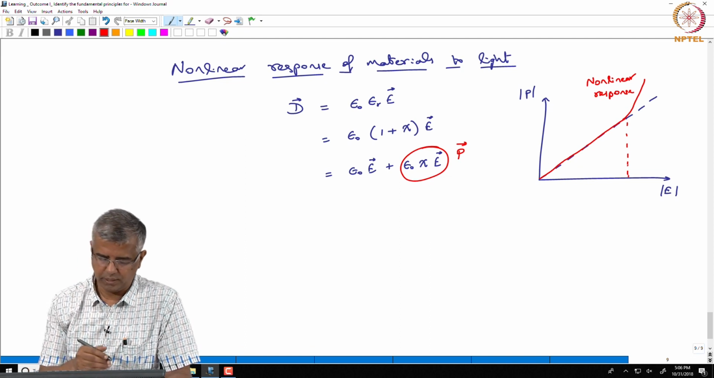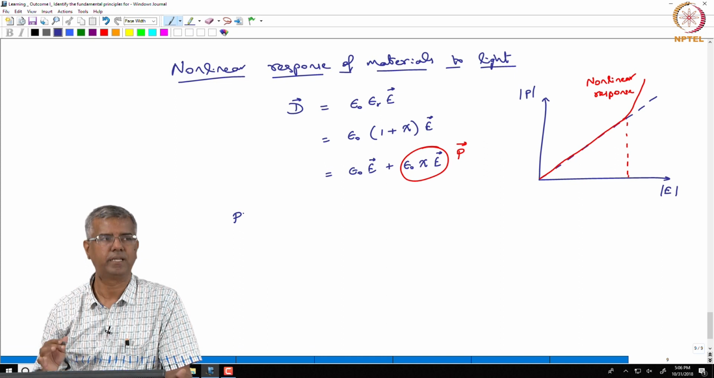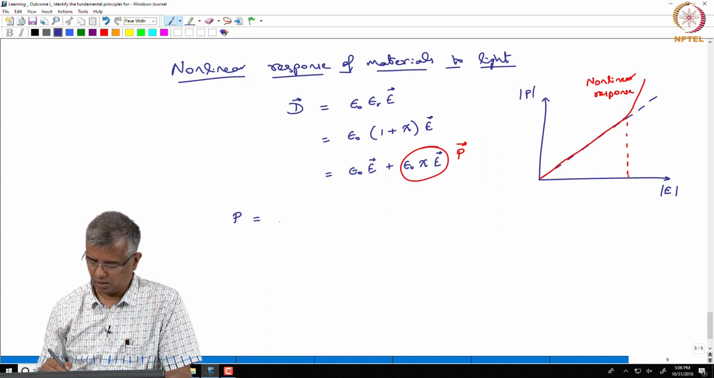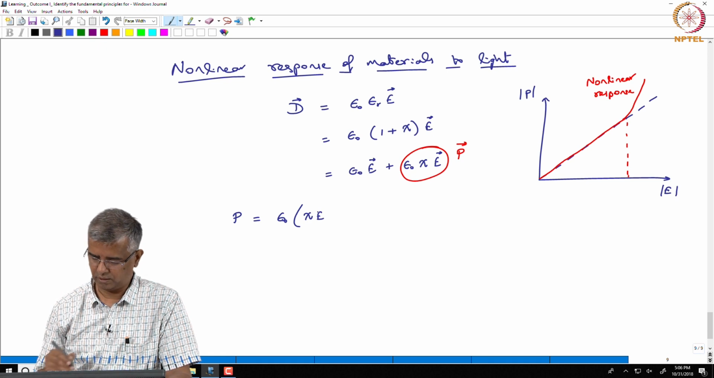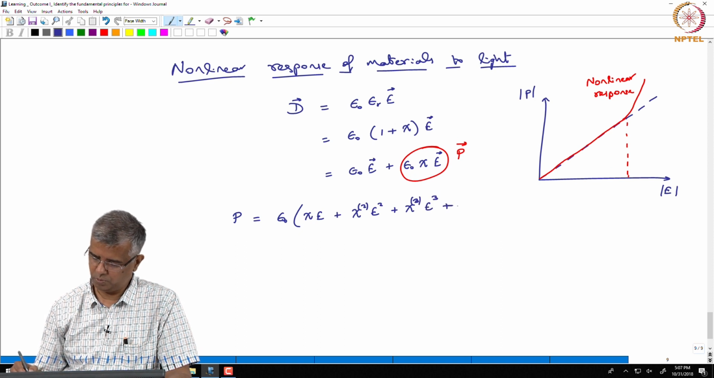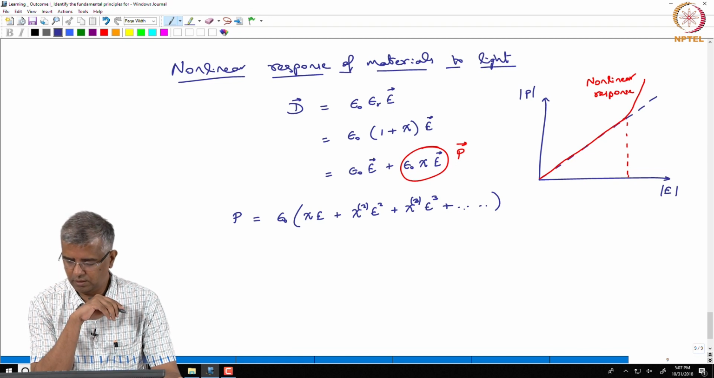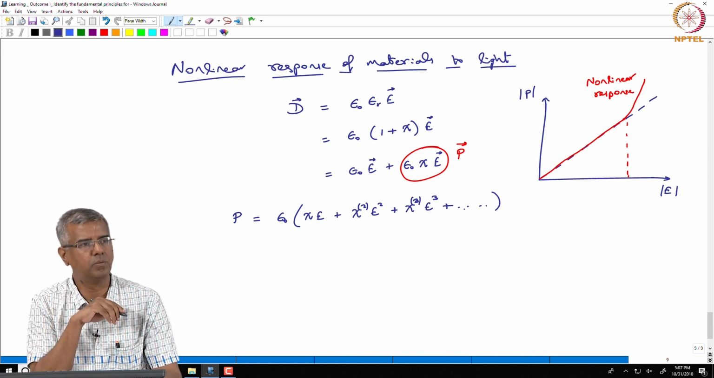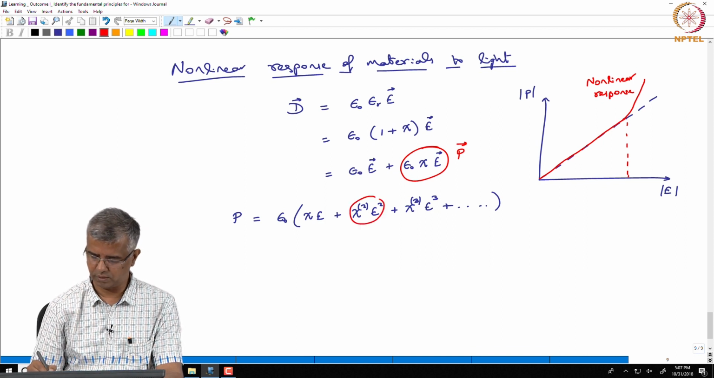So, what you really have to look at is when we are talking about the polarization, let me just drop the vector notation because we are just interested in the magnitudes. So, you have epsilon naught multiplied by chi e, that is the first order effect. But then you could have higher order terms, chi 2 E square plus chi 3 E cube and so on, right. Now, let us examine these higher order terms a little more closely. Okay, so, what does this higher order term mean? For example, what does this mean?